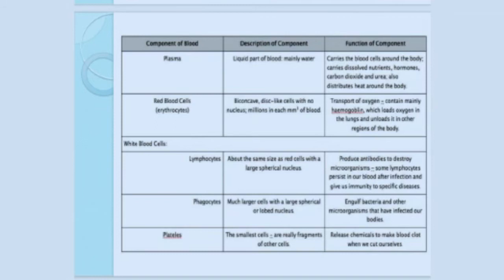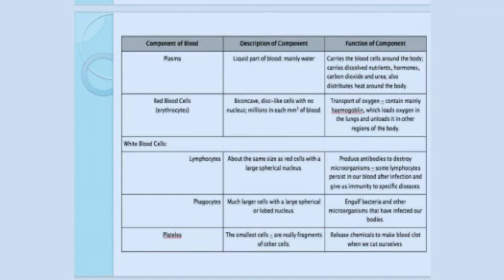Then phagocytes. These are much larger cells with a large spherical or lobed nucleus. These phagocytes engulf bacteria and other microorganisms that have infected our bodies, which means they protect us from infection.